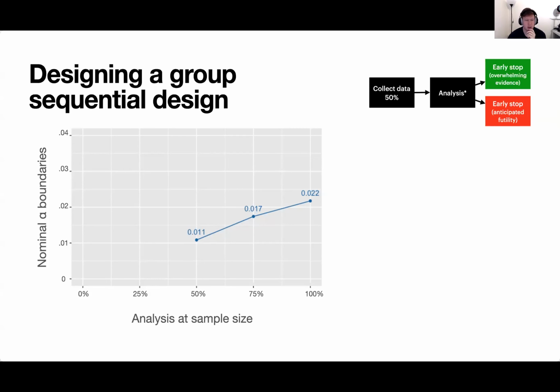In this example, the first analysis is tested with the nominal alpha of 0.011, and the second is tested against 0.017, and then the final analysis is tested against 0.022. These predefined interim analyses and nominal alphas make group sequential designs legit, and group sequential designs are not p-hacking.